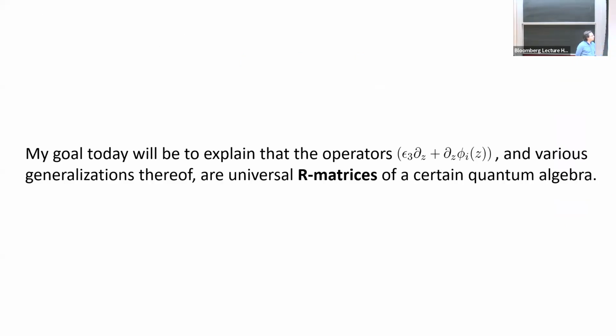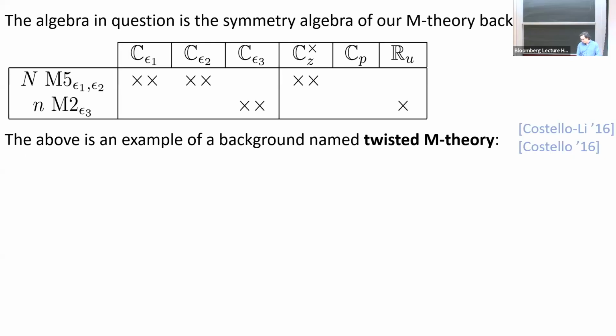My goal today will be to explain that these operators, by the way, the background charge, which I've called literally a geometric parameter, one of the 3 epsilons, and various generalizations of this operator are actually universal R-matrices. This is very surprising at first, but these operators are R-matrices of a certain algebra. I'll explain what an R-matrix is. What is the algebra in question? It's the algebra of our M theory background. So what is our M theory background?